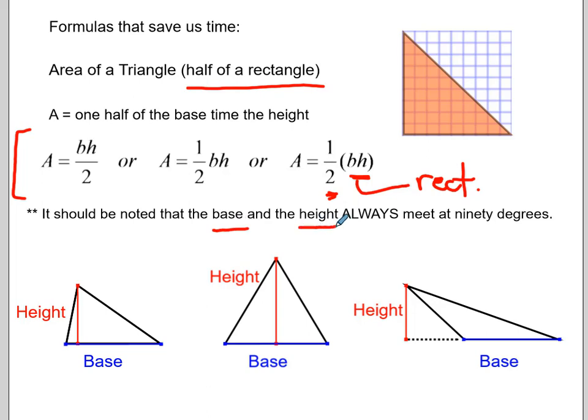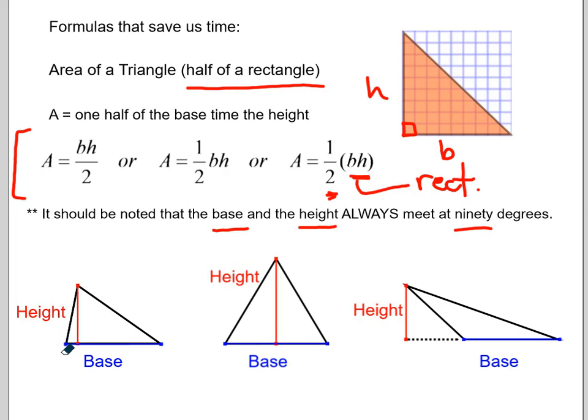Now one important designation to note, base and height always meet at 90 degrees. Okay, so this little 90 degrees right here, this would be the height, this would be the base, they meet at 90 degrees. A lot of people make mistakes when they see this. Let's go down here and see this line right here. They call that the height. That is not the height. Because it's at an angle and not at 90 degrees to the base, that is not the height.